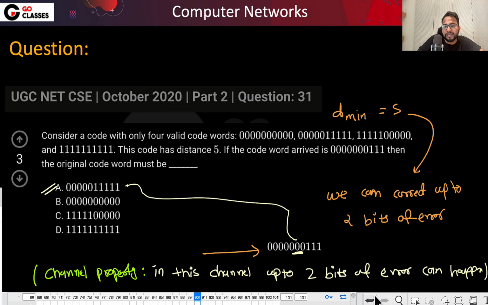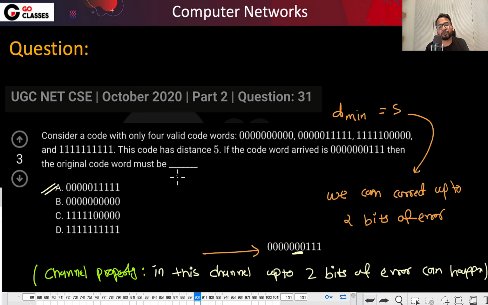You cannot get anything else. You cannot get B, you cannot get C, you cannot get D, right? After 2 bits of flip, you can get only A. See, if any number of flips is allowed, then you do not know the original code word, right? So in this question, they should give that up to 2 bits of error can happen. Because we can correct up to 2 bits of error, that's fine. But originally, how many bits of error have happened, we do not know. So they should give it in this question.